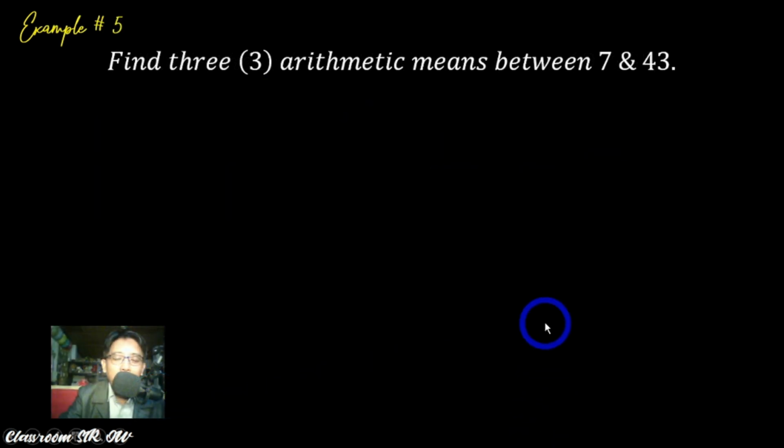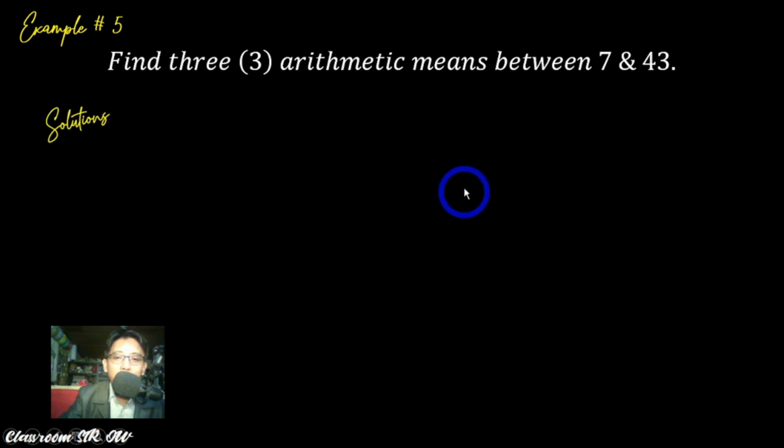Example number 5. In this example, we are asked to find 3 arithmetic means between 7 and 43. So 3 plus 2 terms, that would be 5 terms. The difference between example 4 and example 5 is that in example number 4, you are only asked 1 arithmetic mean. But in example number 5, there are 3 arithmetic means that we are going to solve.